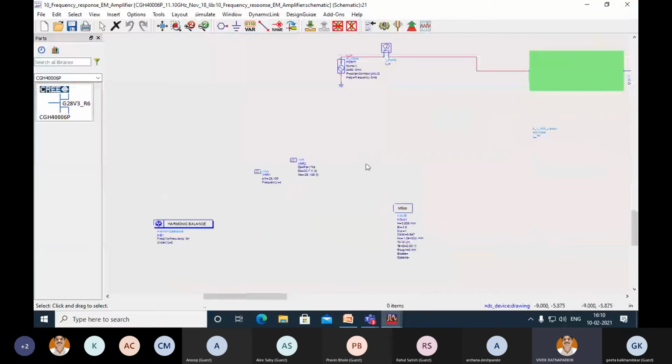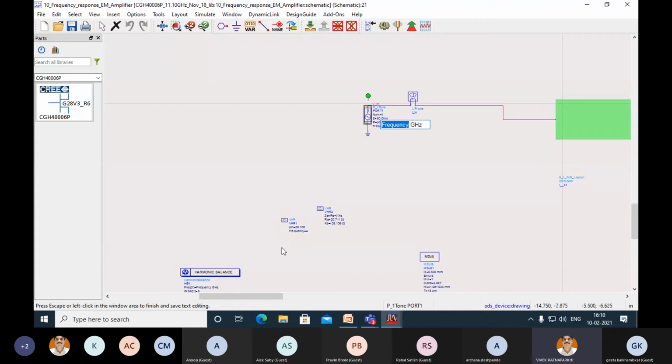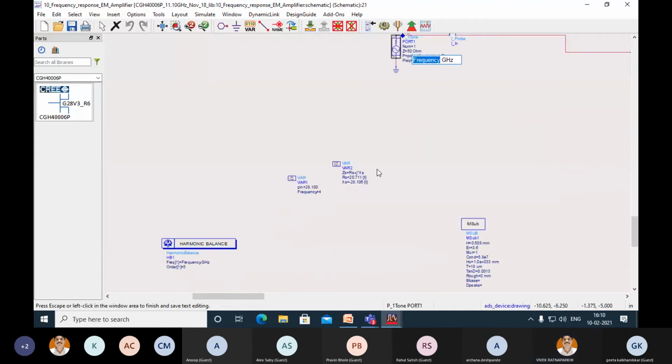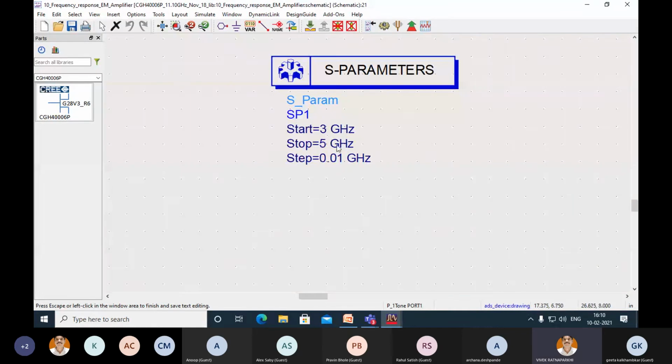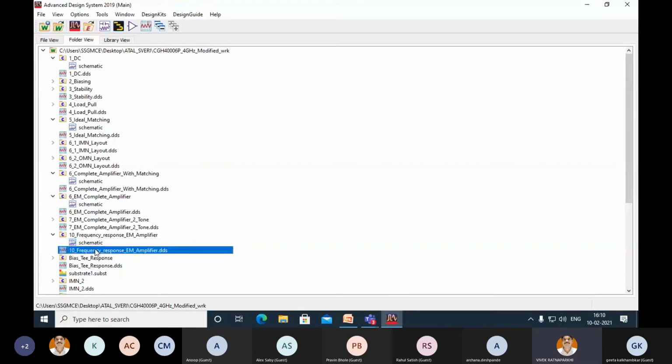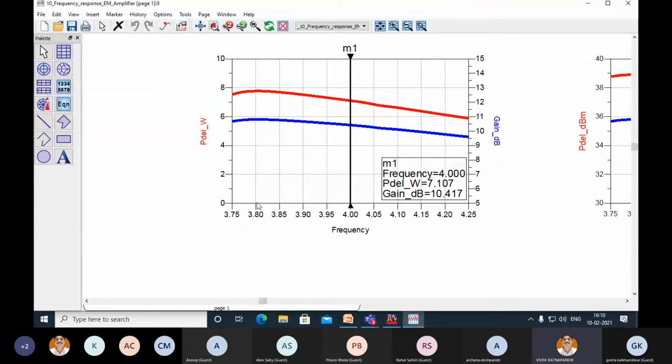So what I did, the same circuit is there and I have created a variable frequency and I swept this frequency from 3 to 5 gigahertz in steps of 0.01, and you can now see what results I have got. So this is the first result, 3. I just modified it to have better visualization, 3.75 to 4.25. So 250 megahertz plus or minus, that we said during the start of our discussion on power amplifiers. So this is almost a 500 megahertz band.